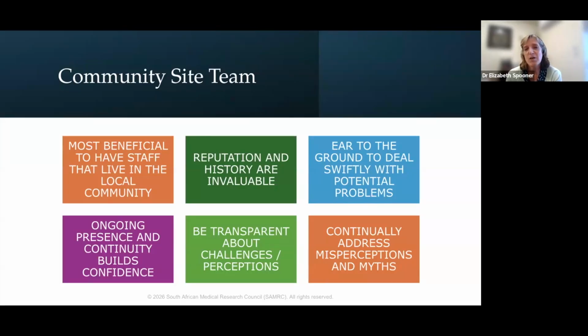And we must always be transparent about our challenges. If we're having funding challenges, we had some retrenchments, we let everybody know what's happening, and they really appreciate the transparency. And then also to continually address misperceptions and myths. One of the ongoing myths that we're always addressing in our communities is they call us the clinic that buys your blood. And we always have to say we don't buy your blood. We do give reimbursement, but you're part of a clinical trial. We do take blood samples, but it's because you've chosen to give consent.